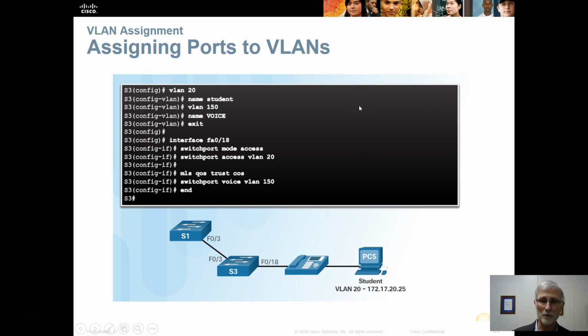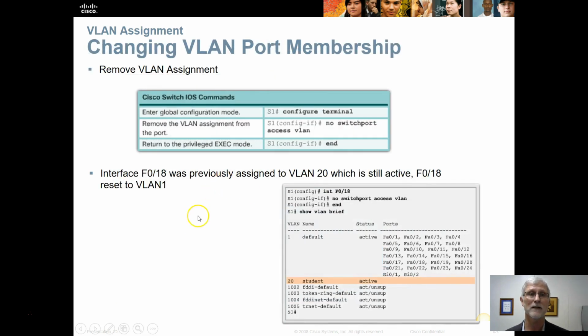Here's just another example. VLAN 20, give it a name. Now I've also got a voice VLAN here, so now I've got different ports. Interface, mode access, VLAN 1. Then I say what kind of security do I want to give it, and what quality of service do I want? And then I assign that port to the voice over IP interface.